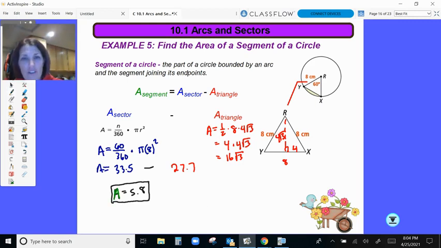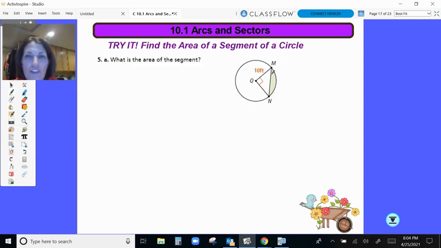And so that's how we find the area of a segment: find the area of the sector, then subtract the triangle. Okay, so let's go ahead and come over here, and you guys can try this on your own and let me know how you do.